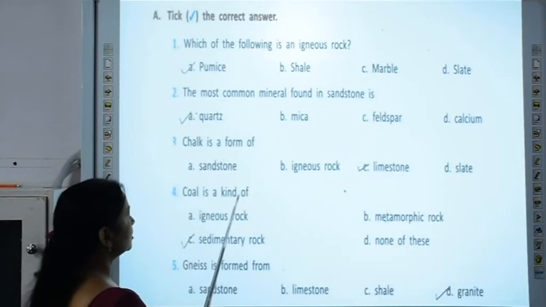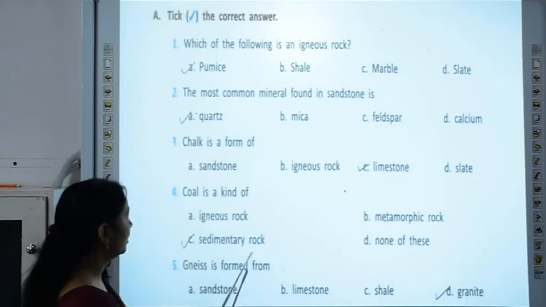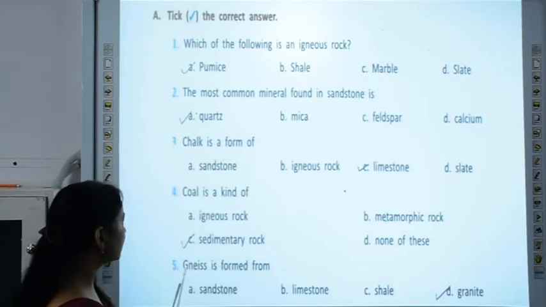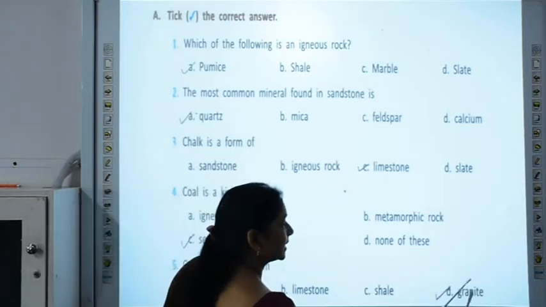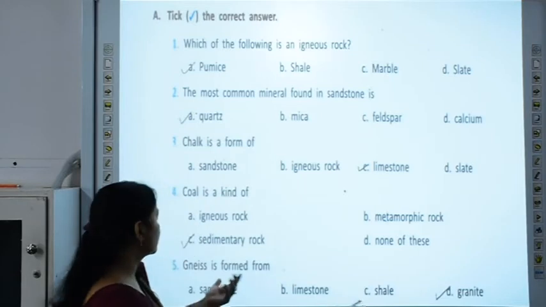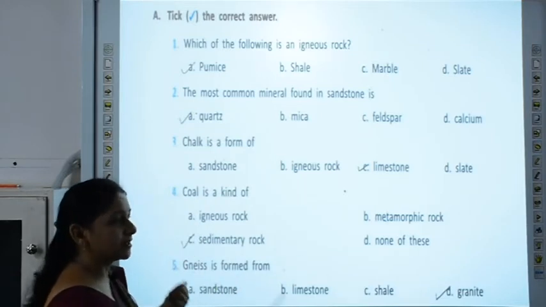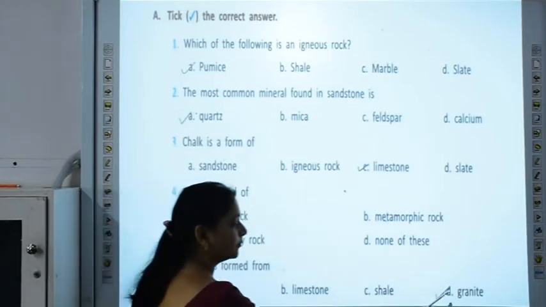Coal is a kind of sedimentary rock. The last one is gneiss is formed from granite, and granite is again an igneous rock. Gneiss is a metamorphic rock which is formed from granite.